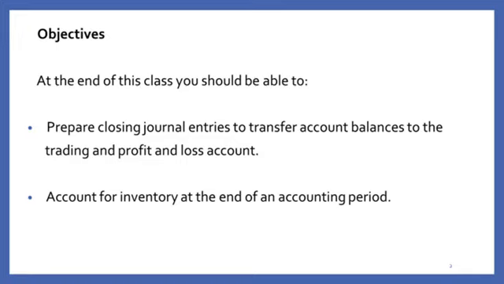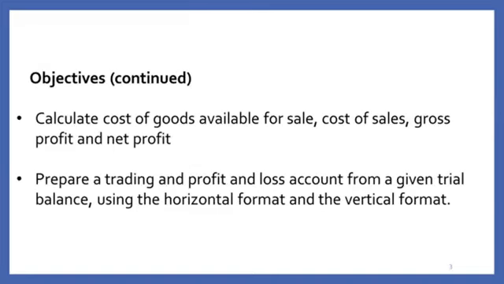By the end of this class, you will be able to prepare closing journal entries to transfer account balances to the trading and profit and loss account. You will be able to account for inventory at the end of an accounting period. You will calculate the cost of goods available for sale, cost of sales, gross profit, and net profit. And you will prepare a trading and profit and loss account from a given trial balance using the horizontal format and the vertical format.